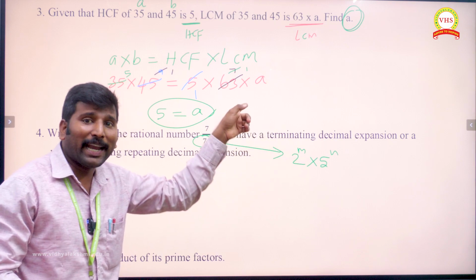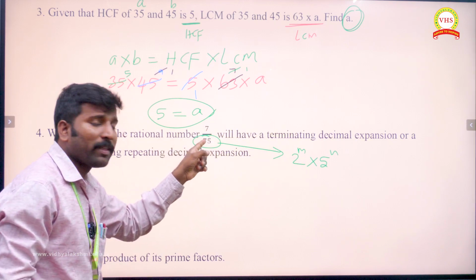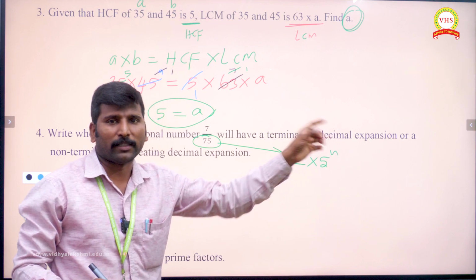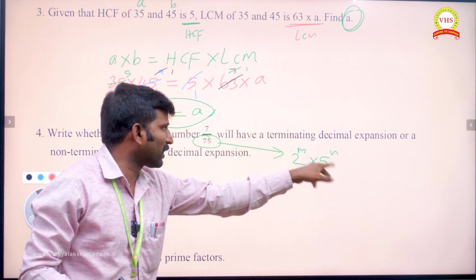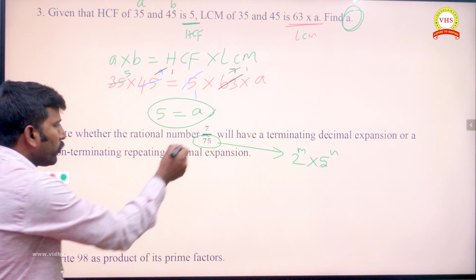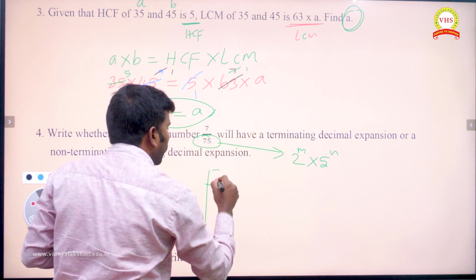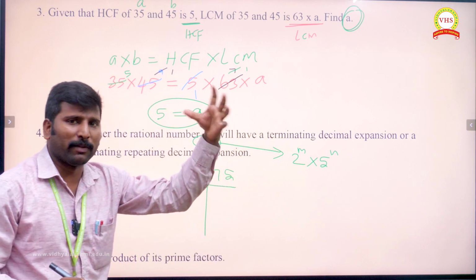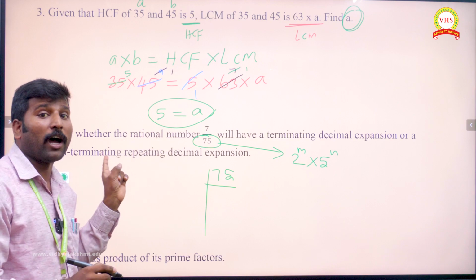Terminating means, in the form of p by q, q, that is the denominator, consists of 2 power m and 5 power n. That too is important. If these two consist, then we can say it's terminating, or else we say it's non-terminating. So you take only 75 and take the prime factors for this. We'll check whether it consists of only 2 and 5. Other than 2 and 5, we have to say non-terminating.